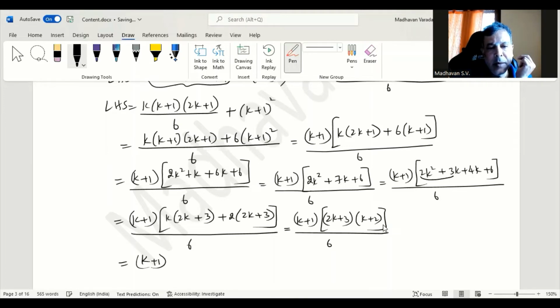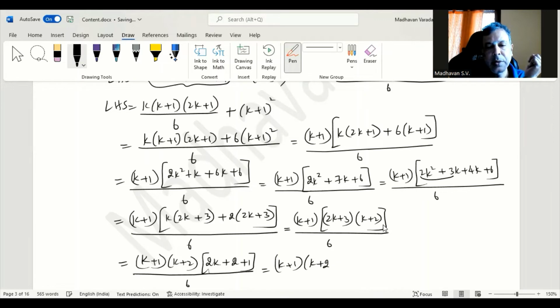Which can be rewritten as k plus 1 and then k plus 2 and then 2k, that 3 can be written as 2 plus 1, divided by 6. That will be k plus 1, k plus 2, and then 2k plus 1 divided by 6.